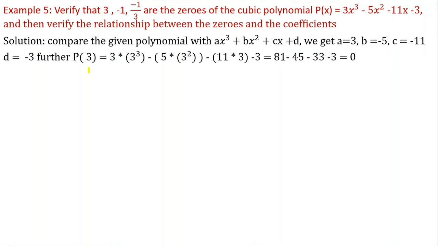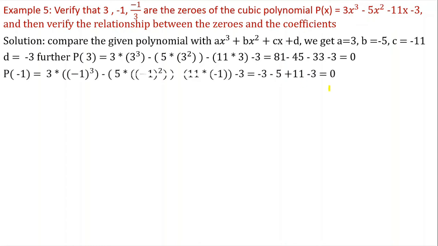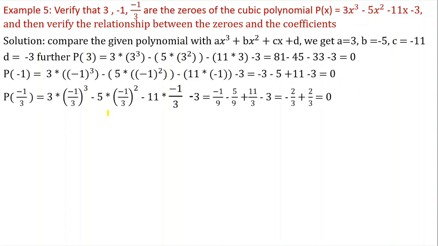So I am finding p of 3, that is, I am replacing x with 3, and I am getting the value 0. Now I am finding p of -1, and again I am getting the value 0. Now p of -1 by 3, again I am getting the value 0. So when I substitute these 3 values in place of x, I get the value 0, so these 3 values are zeros of the cubic polynomial 3x cubed minus 5x squared minus 11x minus 3.